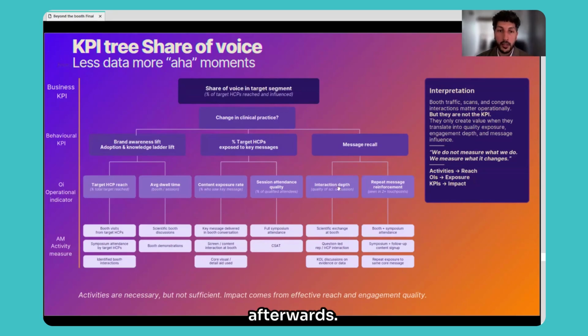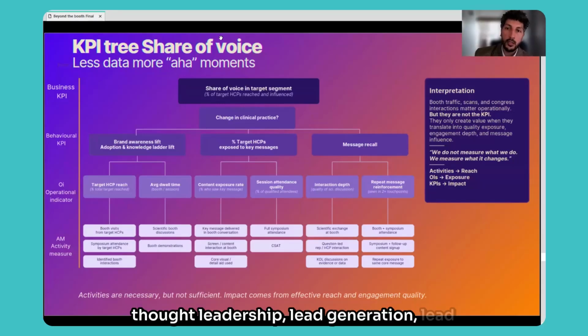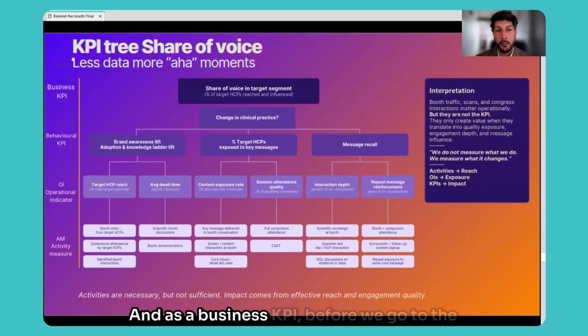And then the last thing I wanted to say is, because this was only for the share of voice piece, there are actually the 4 dimensions, if you remember from earlier: share of voice, thought leadership, lead generation, lead nurturing. And as a business KPI, before we go to the Congress, we should know, okay, we want to have a share of voice target. What is the share of voice compared to the budget that we're spending? And this can be measured then by your insights team. So how much message recall was there? And this is also part then of the share of voice.